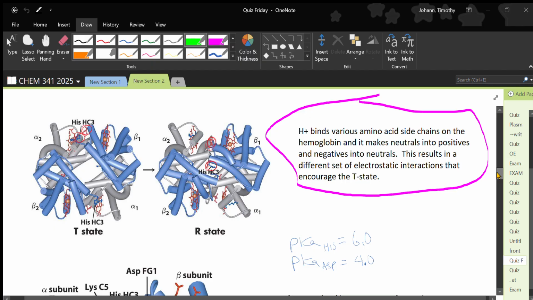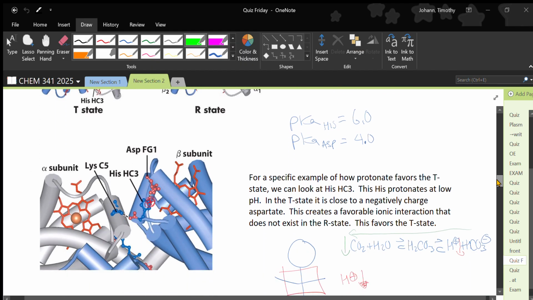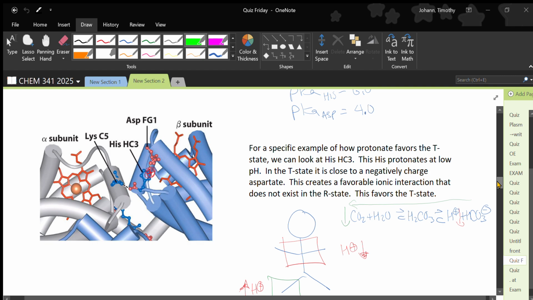Just like bringing like charges or opposite charges closer together releases energy, pulling them apart takes energy. More generally, this sort of thing is happening all over the hemoglobin molecule. You're making positive interactions when you are in the T state, and you're maybe breaking positive interactions from the R state by protonating. You make some things neutral, you make other things more positive. Does that make sense for that one? But the most specific example is this histidine interacting with that aspartate.